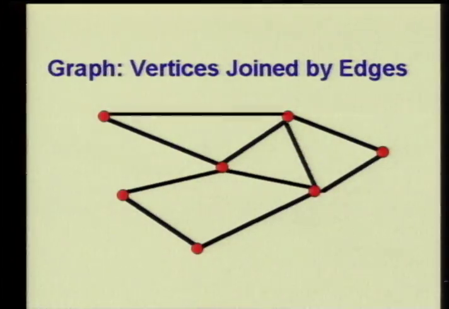Many of the basic combinatorial search problems can be expressed in terms of structures called graphs. A graph is simply a set of points called vertices, certain pairs of which are joined by edges. So for example, here we have an edge joining these 2 vertices, an edge joining these 2, and so forth. Let me give you a couple of examples of combinatorial search problems involving graphs.